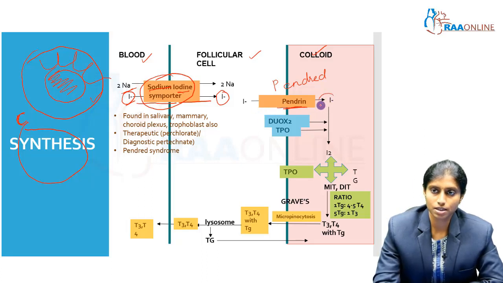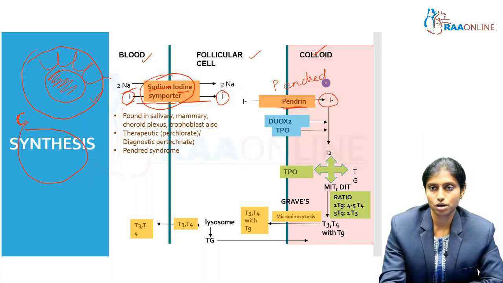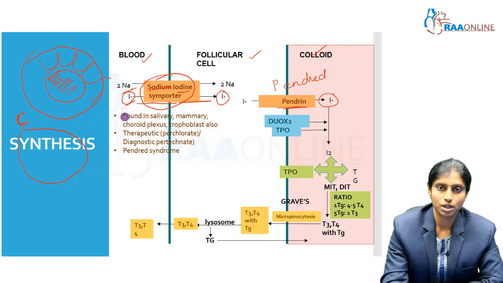This step until here, transport of iodine from the blood into the follicular cell into the colloid, is called transport of iodine. It is the first step in the synthesis of thyroxine hormone. Another thing you will have to know about the sodium iodine symporter is that it is found in multiple sites. It is found in the salivary gland, mammary gland, choroid plexus, and trophoblast also. So if there are disturbances with the sodium iodine symporter, we will be able to see some changes in these organs as well.